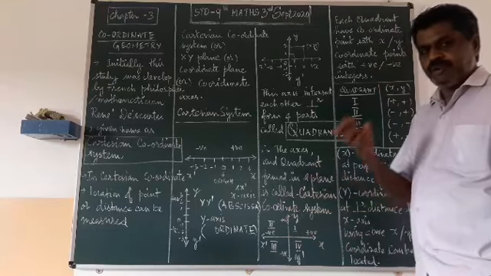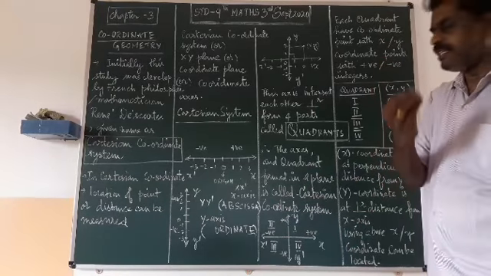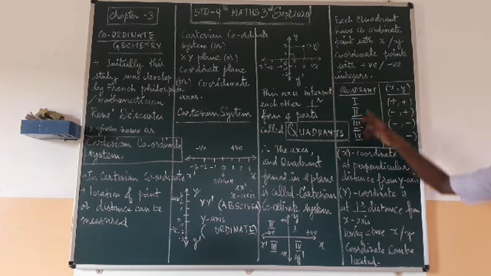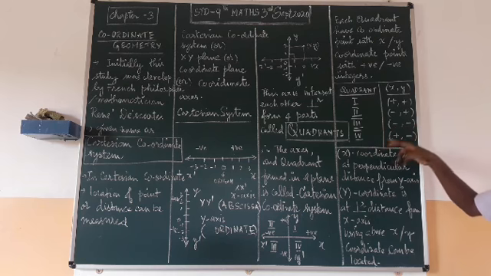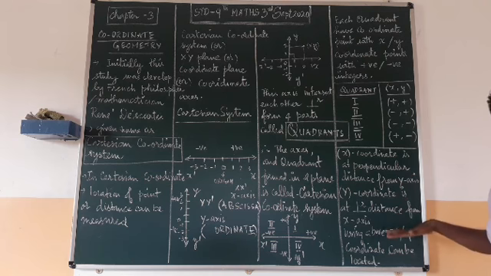And each quadrant has specific integers with signs. Okay, the first quadrant will be plus plus, second quadrant minus plus, third quadrant minus minus, and the fourth quadrant plus minus. So up to this we will complete today, and tomorrow in the next class we will continue with the other part of the portion.